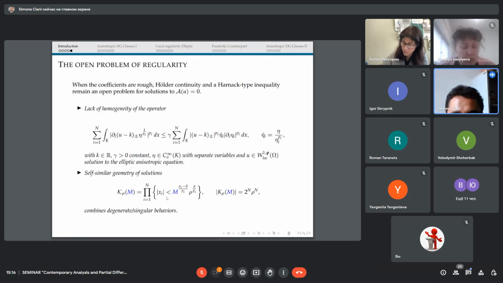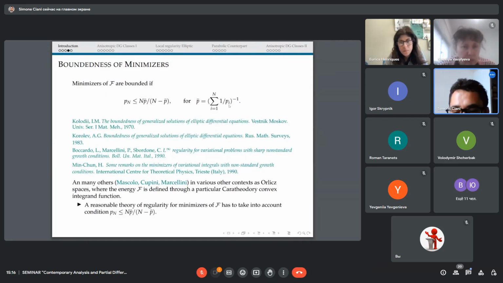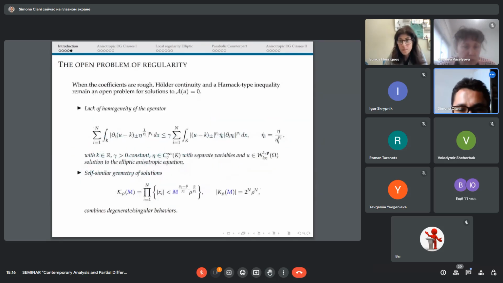And you can see from the definition in front of you that when p_i is greater than p bar, which is a kind of average of the p_i's that we described before, p bar is the harmonic average of the p_i's, let's just think about it as an average. So when p_i is greater than p bar, when m goes to 0, the directions xi go to 0. While on the other hand, when p_i is smaller than p bar, in these directions, these cubes stretch to infinity. So in this sense, we say that in this self-similar geometry, the equation behaves in some directions as a degenerate one, and in some directions as a singular one.